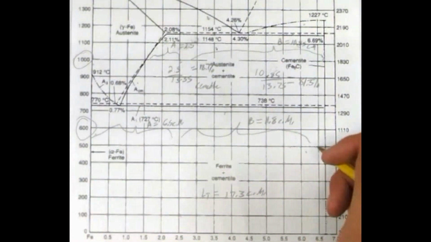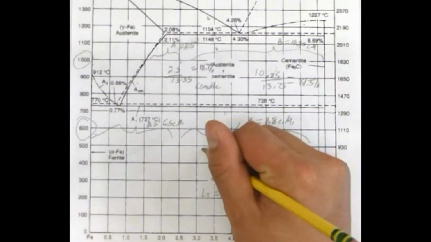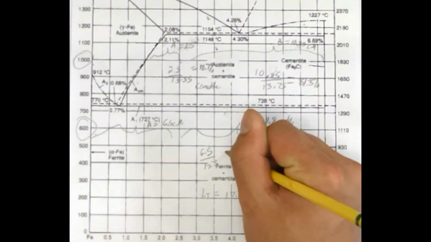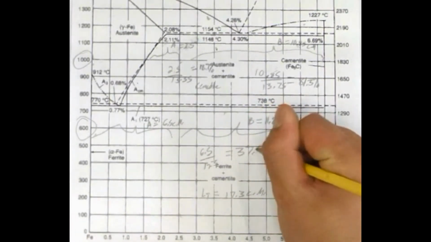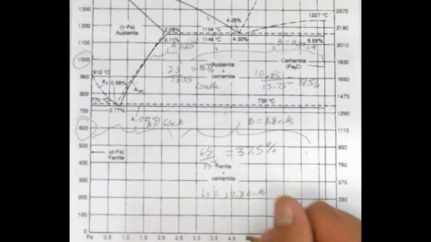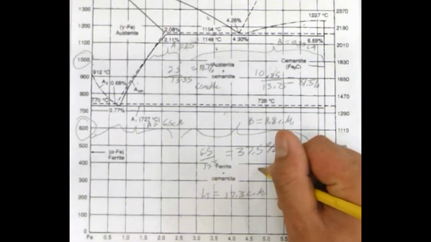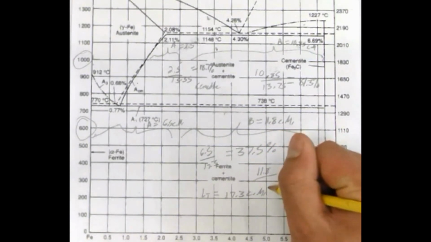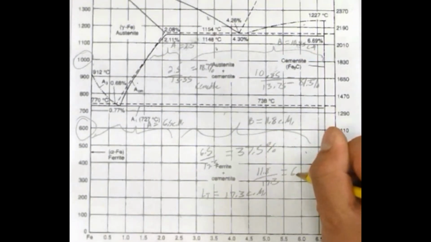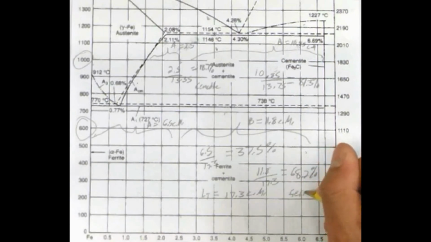Our fraction of cementite present is going to be length A, 6.5 over 17.3, which gives us 37.5%. And the fraction of ferrite present is going to come from length B, 11.8 over 17.3, which will give us 68.2% ferrite phase.